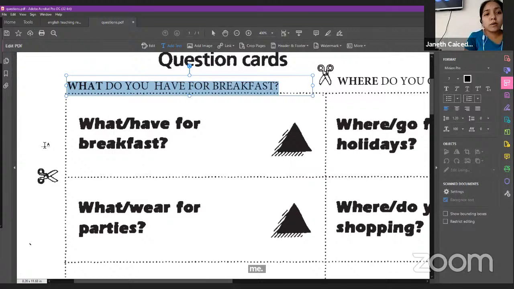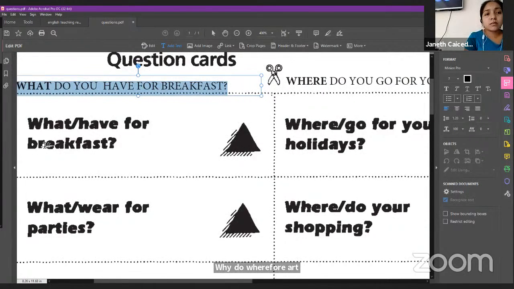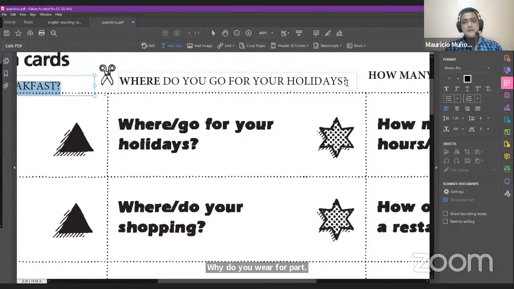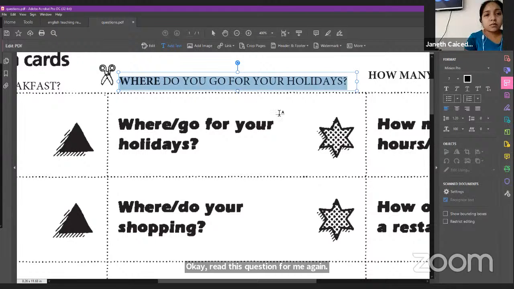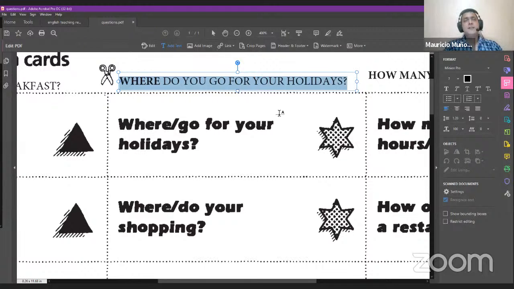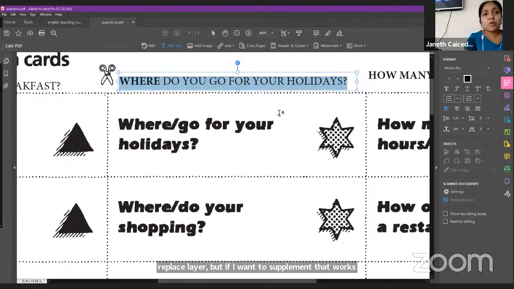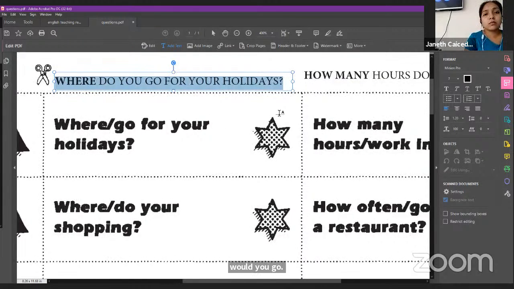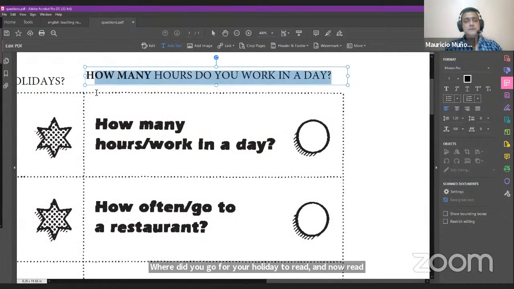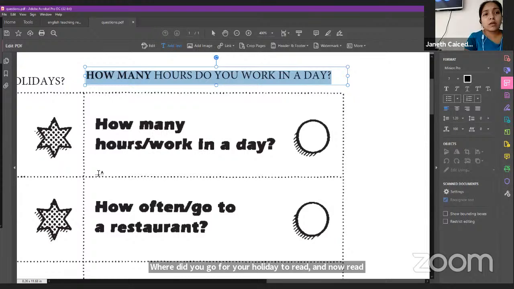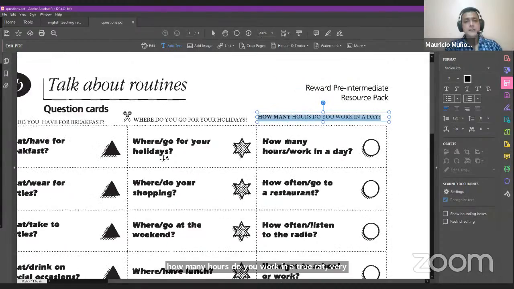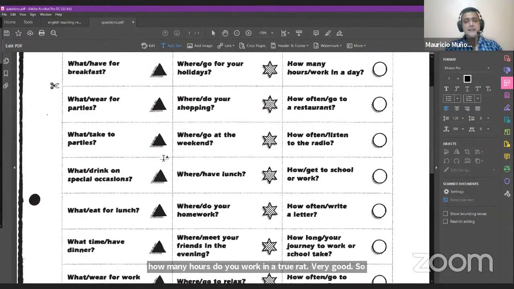What do you wear for party? Okay, read this question for me again. Read, please. Lea, por favor, esta pregunta. Where do you go for your holiday? Correct. And now read this question. How many hours do you work in a day? Correct. Very good. So what are you going to do right now, guys?